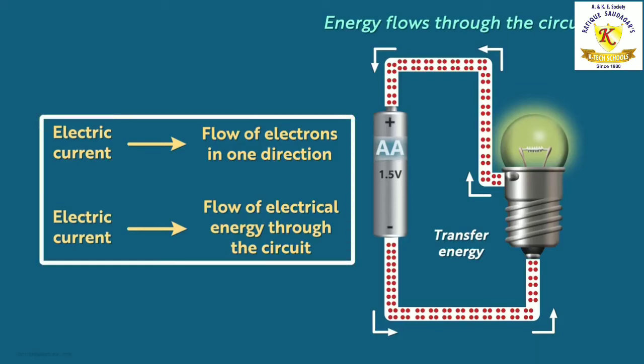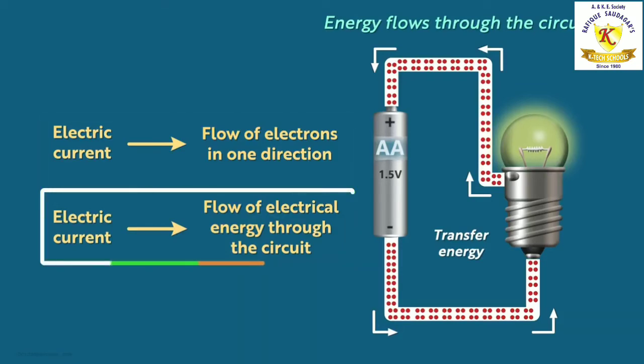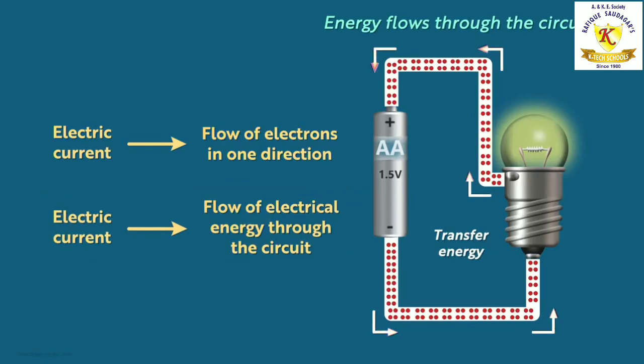So these are the two ways to define electric current. But this one is more accurate of the two. In reality, electrons don't really travel from the negative terminal all the way to the positive terminal. The electrons merely drift slightly from the rest position and transfer the energy to their neighbors.